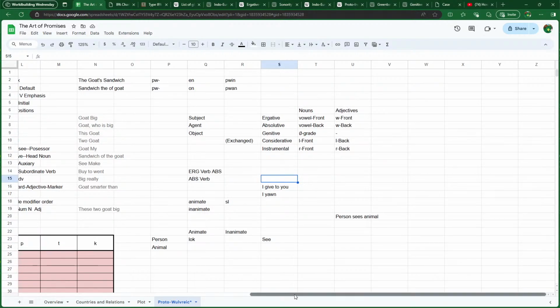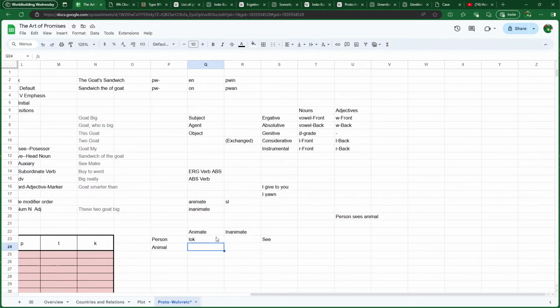Now we've got ablaut, which means that we switch our vowels up to change between noun cases. Think sing, sang, sung. In English, those three words are the same root. It's just that the vowel changes to tell you all of the grammar. That's a similar thing going on here.